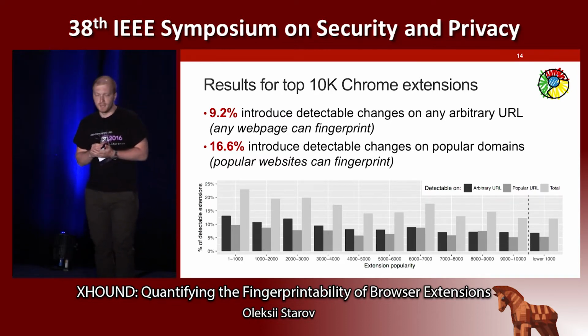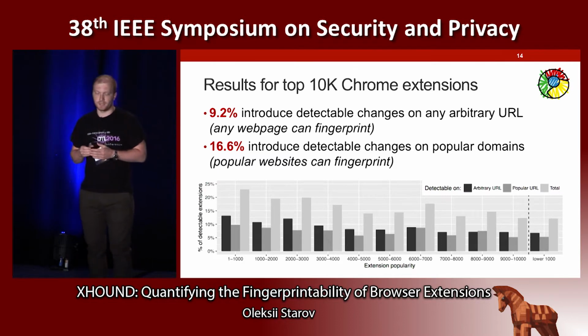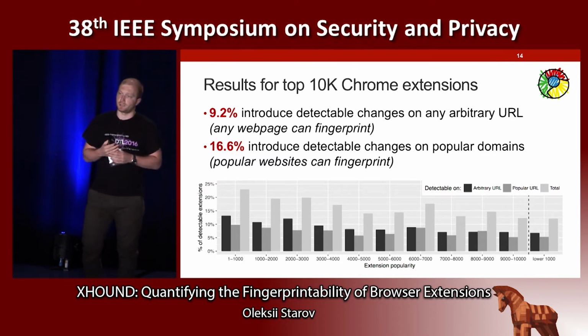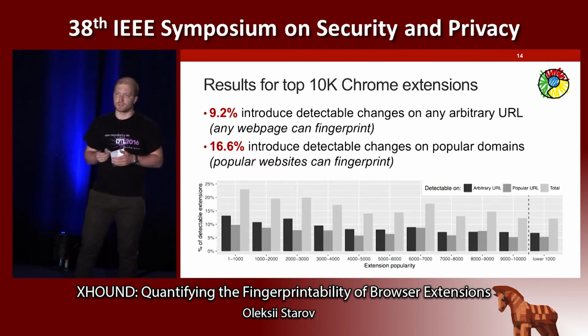And here we see the fraction of detectable extensions versus different ranges of rank. We see that more popular extensions with higher rank have a larger fraction of detectable extensions, though the tail is also pretty stable.